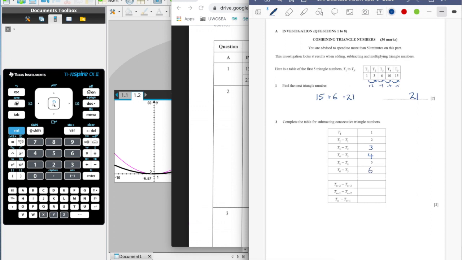Right, now we need to finish this table. And what I've got here is triangle number n minus 2 minus triangle number n minus 3. That's a little bit tricky to think about. Okay. So what I might do is I might assign one of my triangle numbers to be Tn. So I might just think about my Tn as being triangle number 6, which I know is 21.